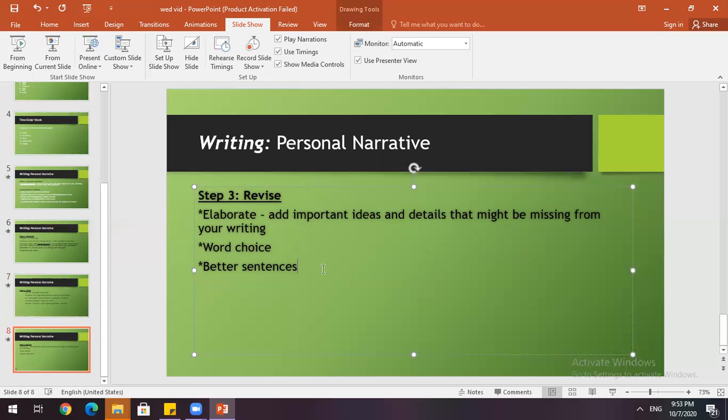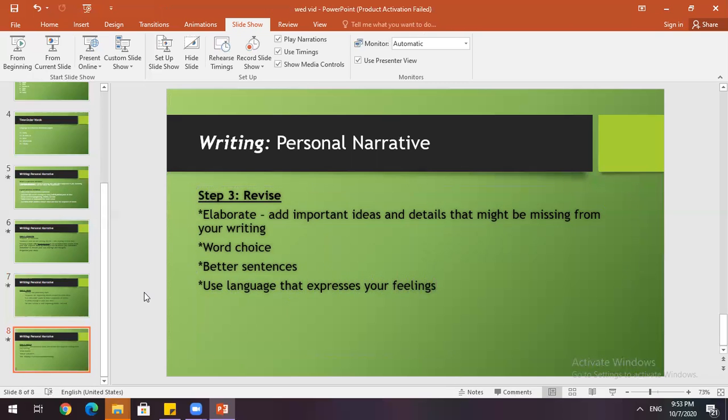So when we're revising, we elaborate, we look at our word choice, we use better sentences, we use time order words, okay, but this can go under word choice, I guess. Time order words is important, and we use language that expresses our feelings. Okay, so this is step 3, the revision stage.